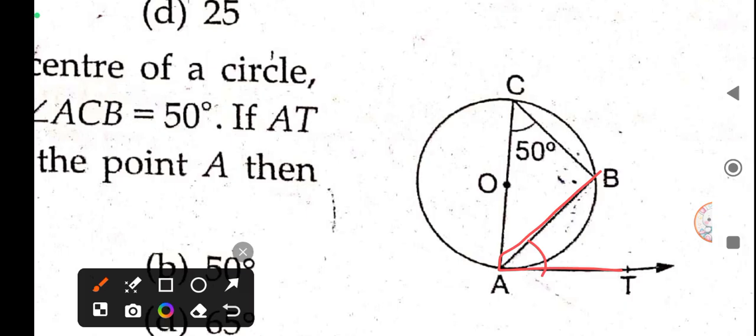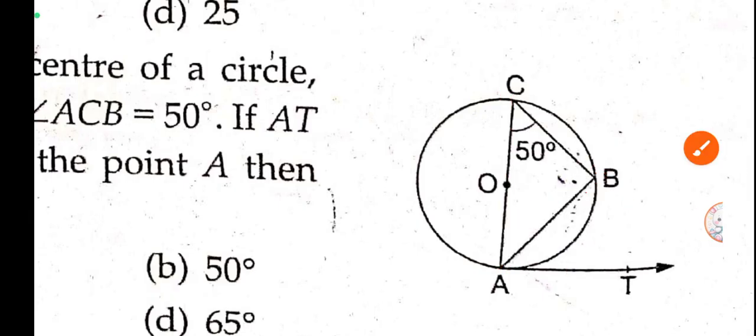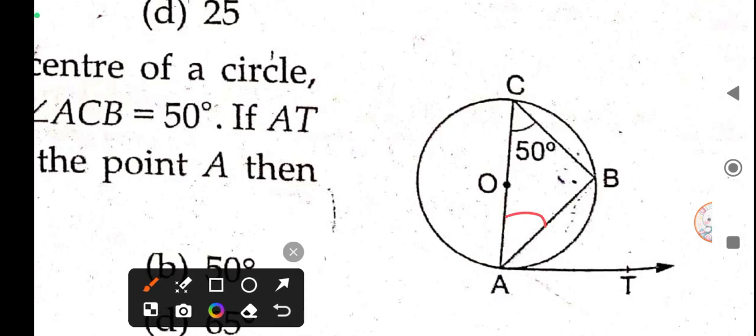So we have to find this angle. It's too easy. Firstly, we can see that OA is a radius, and when a radius meets a tangent, it forms a right angle. So this is 90. Now we have to find BAT, so angle BAC must be known, so that we can subtract it from 90 and get this angle. So let's find out this angle. How can we find it out?